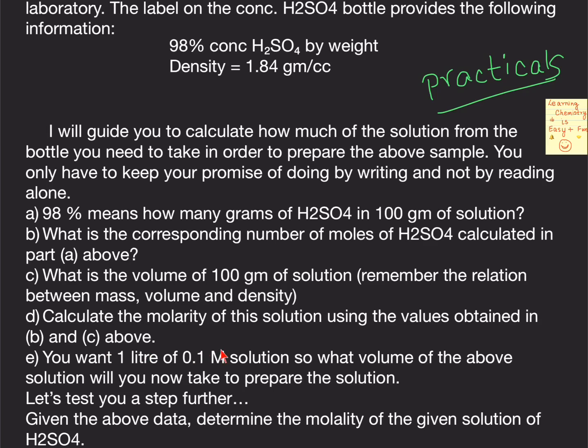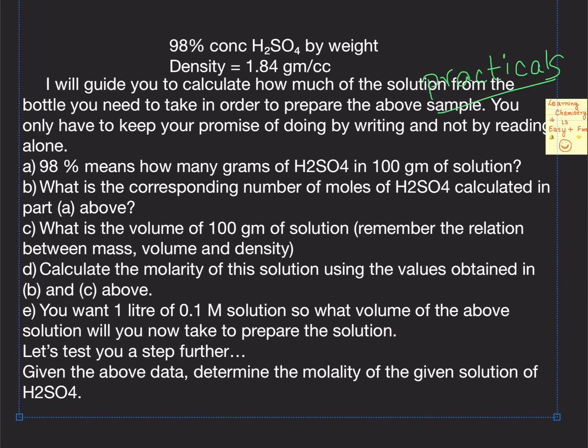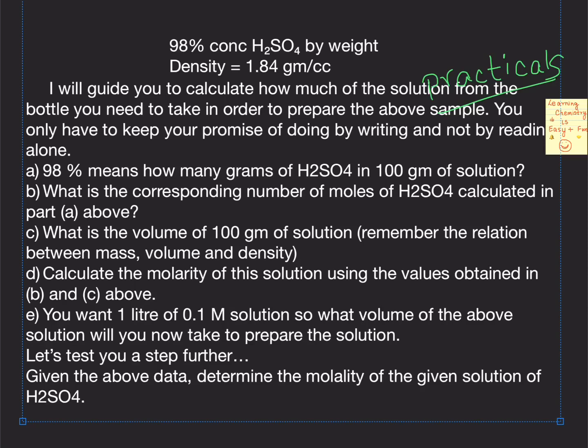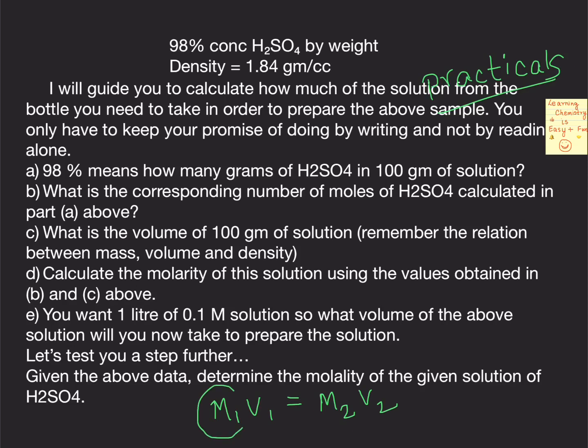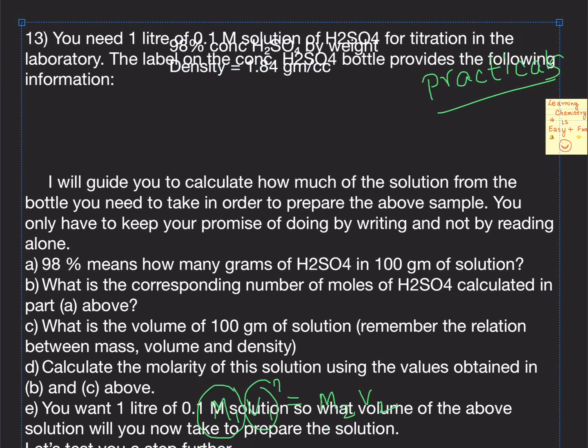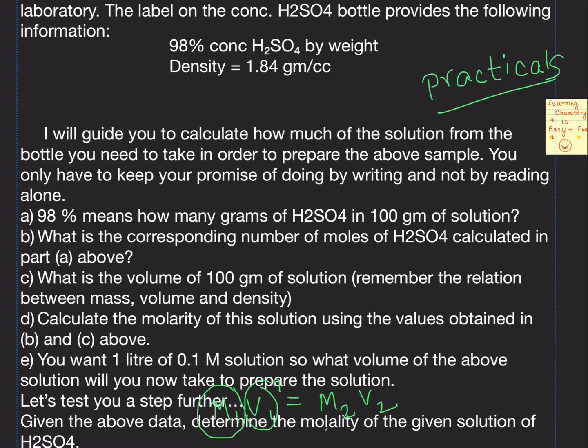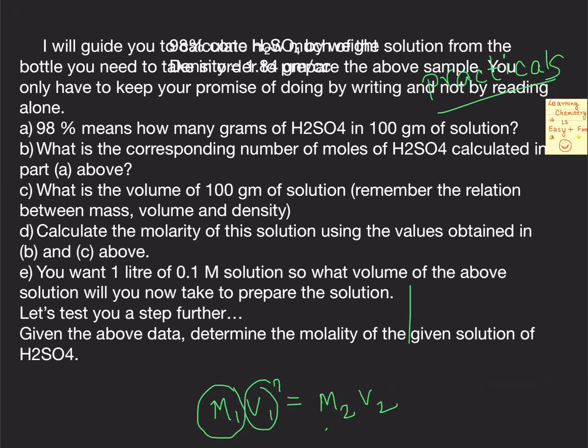You want 1 liter of 0.1 molar solution. So, what volume of the above solution will you now take to prepare the solution that you require? So, let's go ahead. Very good. Go ahead. M1V1 is equal to M2V2. As simple as that. The molarity of the solution that you have, into what volume are you going to take, should give us a 0.1 molar solution. That's what we've included in the question, 0.1 molar, right? So we've got to prepare a 0.1 molar solution, right? So M2 is 0.1 molar, and what volume we want to prepare is what will be your V2.